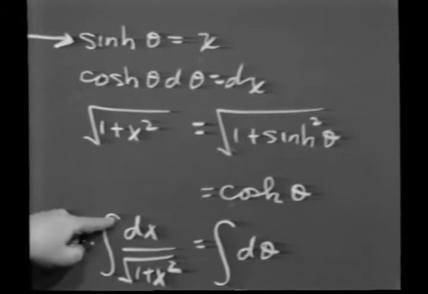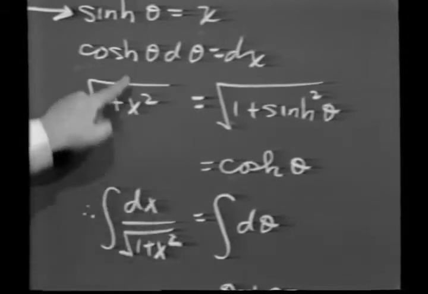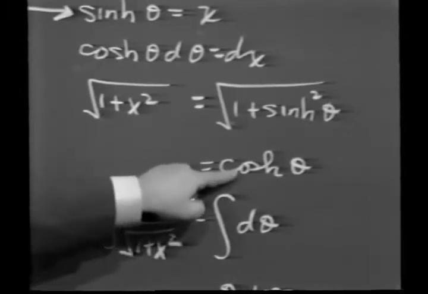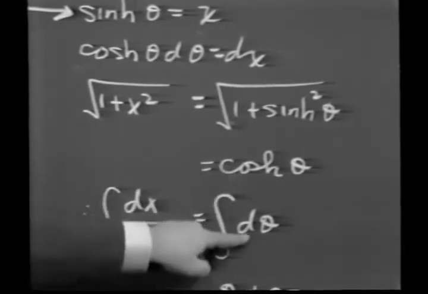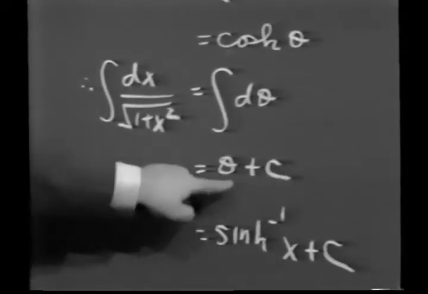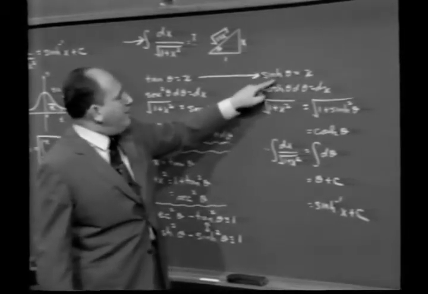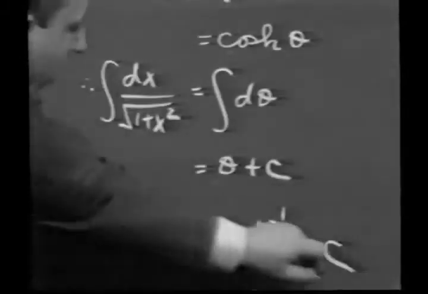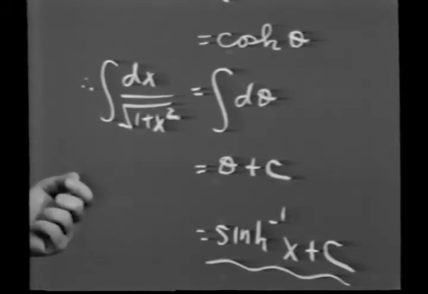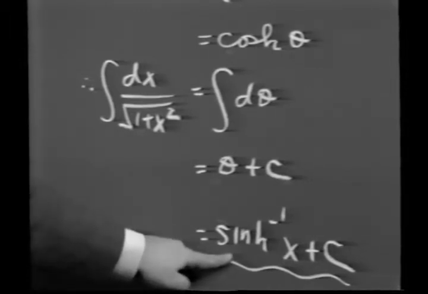And therefore, when we now substitute for dx over the square root of 1 plus x squared, we get what? For dx, we have cosh theta d theta. For the square root of 1 plus x squared, we have cosh theta. Cosh theta d theta over cosh theta is just d theta. And now we see the answer is quite simply theta plus c. But what was theta? Since theta was inverse hyperbolic sine of x, the answer is inverse hyperbolic sine x. And you see, this is the technique whereby starting with the integral dx over the square root of 1 plus x squared, we can show that we must have started with inverse sinh.